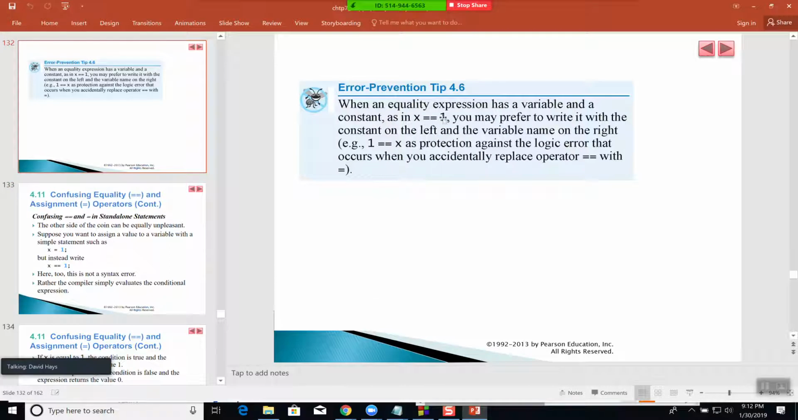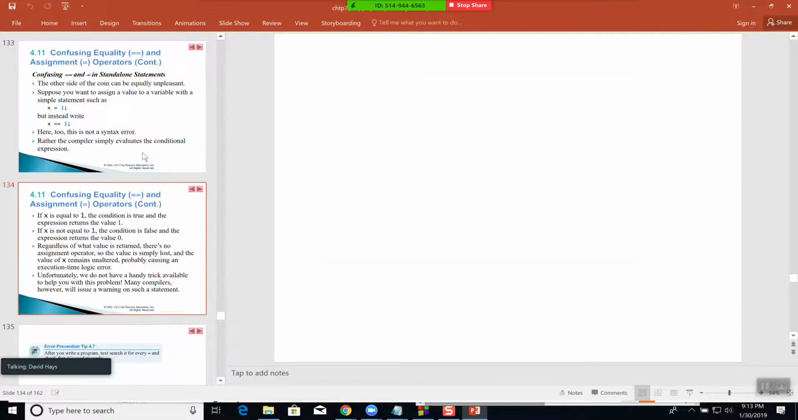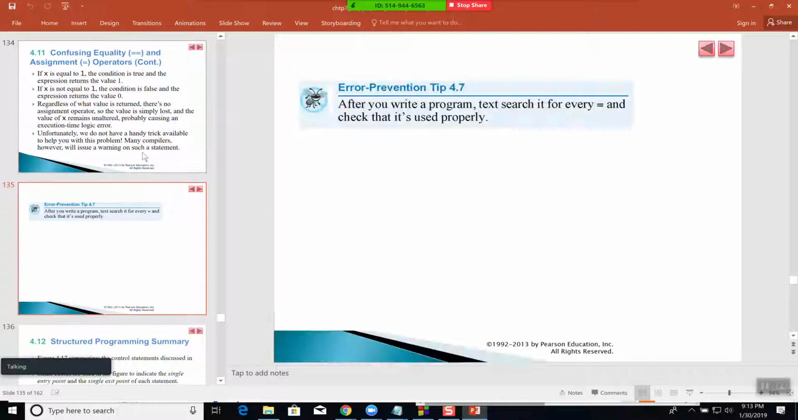When an equality expression has a variable and a constant, as in x equals 1, you may prefer to write it with the constant on the left and the variable name on the right, 1 equals x, as protection against the logic error that occurs when you accidentally replace operator equals equals with equals. I don't ever do that. I hate that. Number on the left. I think everybody at some point develops their own little standard of how they like to program. After you write a program, text search it for every equals and check that it's used properly.